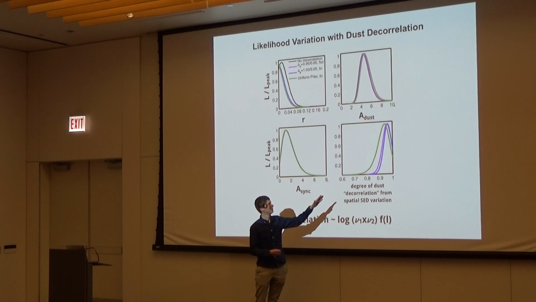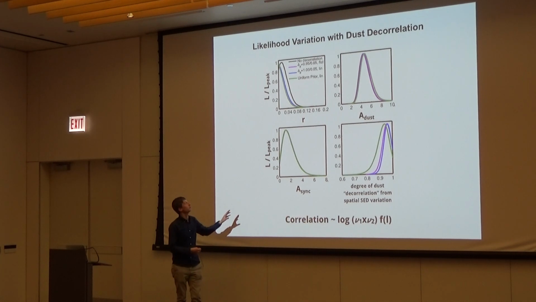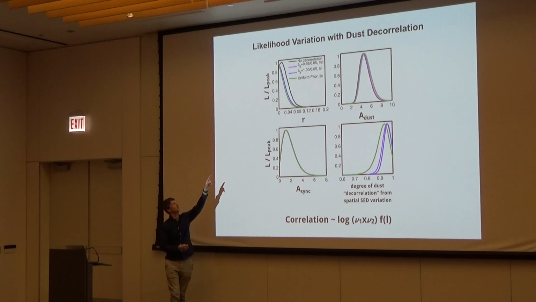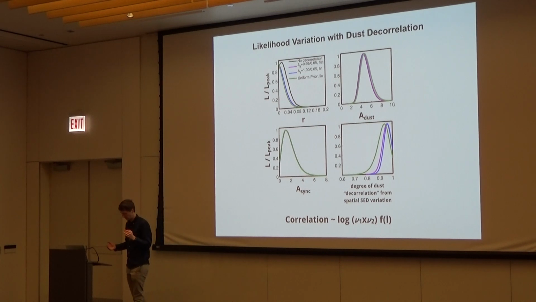They do prefer some amount of decorrelation, and yet it's not particularly significant, right? It'd be very hard for us to say that we detected any such effect in our data. However, one thing that you do get is you'll notice in all of these cases, in all of these decorrelation models, it does shift the likelihood on R down.